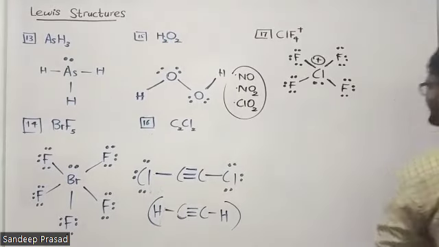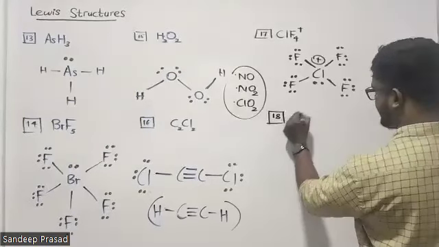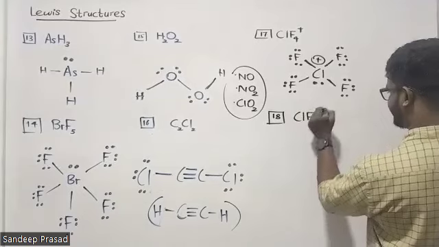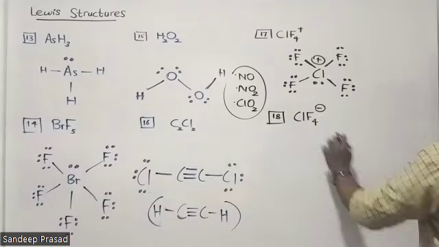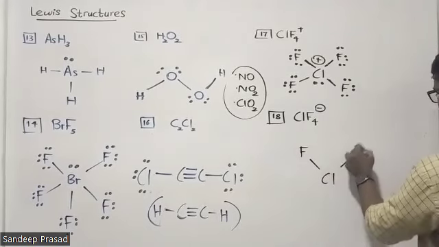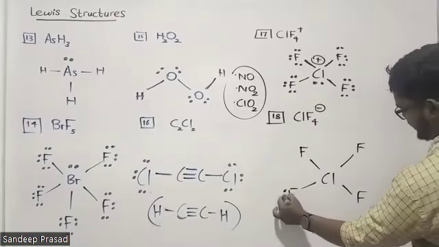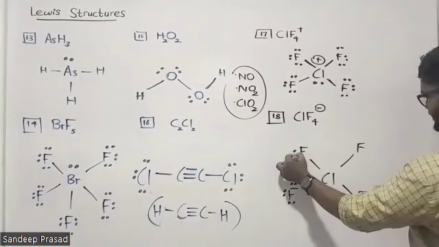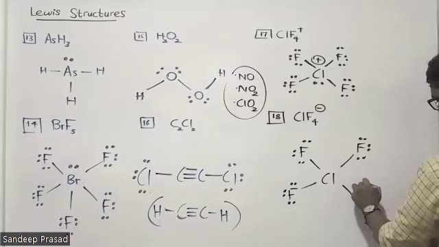Okay students, after the 17th structure, I have given you ClF4 minus. Listen to this one very carefully. ClF4 minus, chlorine tetrafluoride with a negative charge. So same thing, chlorine is connected to 4 fluorine atoms, right? And we can put 3 lone pairs on each fluorine atom in this way.